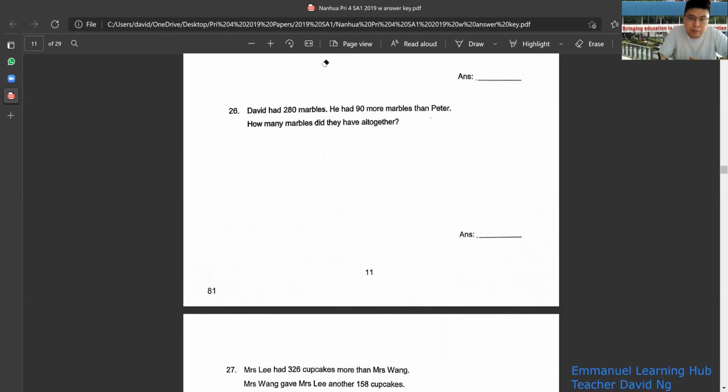Okay, 26. You try this question. I give you 1 minute to do this question, then see if you can tell me the answer. Just 1 minute to do.